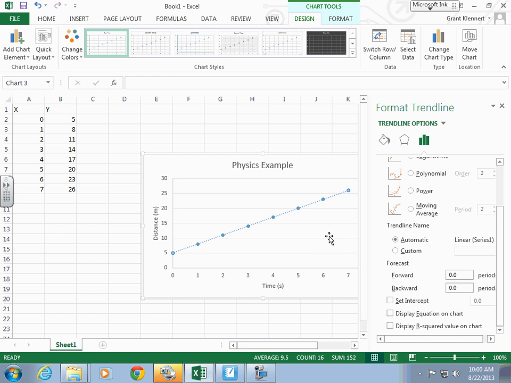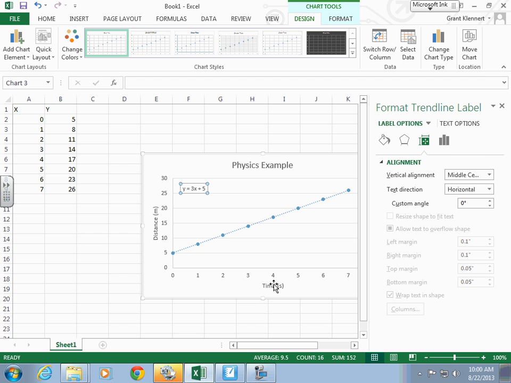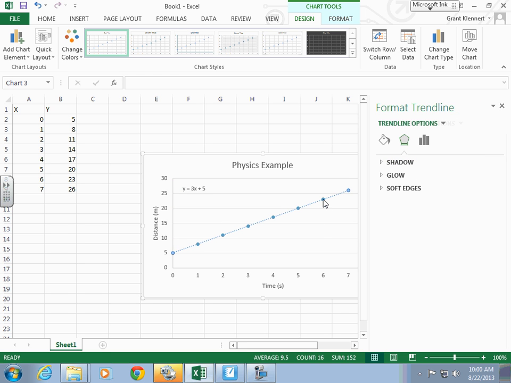Now with linear, and this is the best part, if I want to know the equation of this line, for example, if I wanted to calculate at the 9th second where will I be for distance, I can display the equation on the chart. And the equation's right there. Y is equal to 3x plus 5. So I could figure that out. It's perfect. It works out great. So I have my equation.